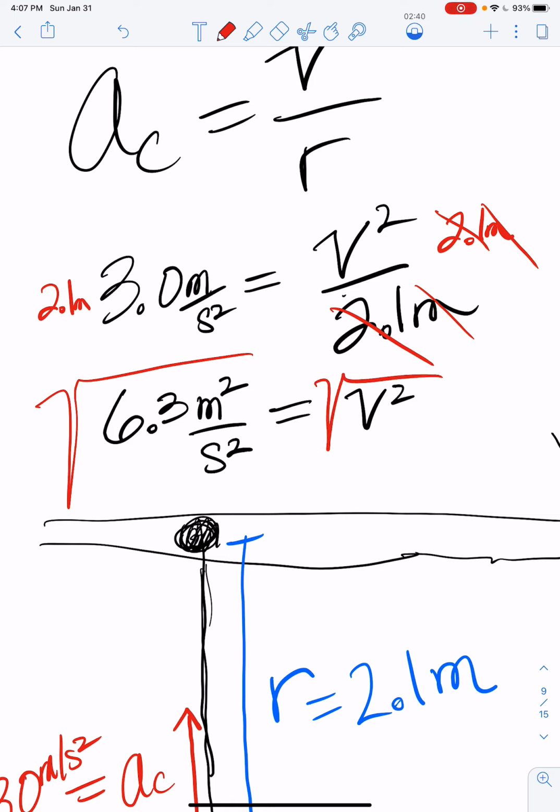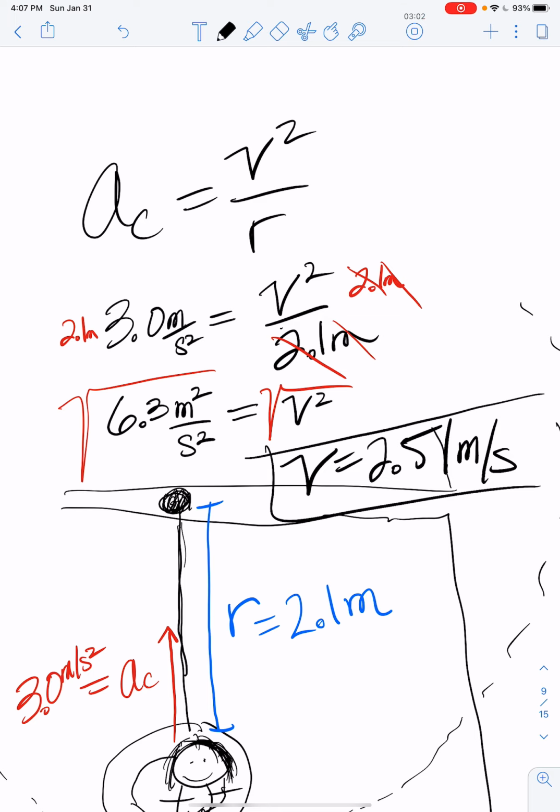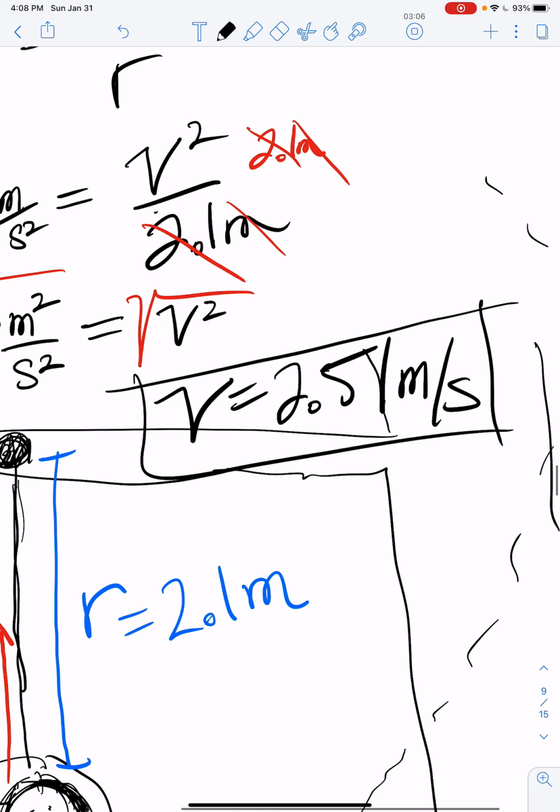All right, so we do that. Now I've got to get my calculator. Luckily, I've got it right here. Let's see. Square root of 6.3 is equal to 2.50998. So we'll say v is equal to 2.51 meters per second. All right. And there, that is our answer right there.